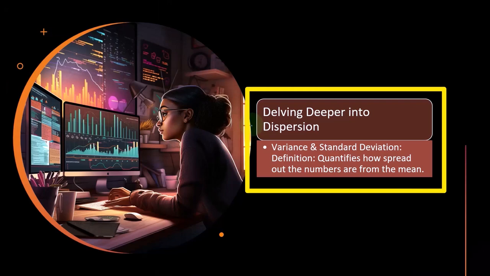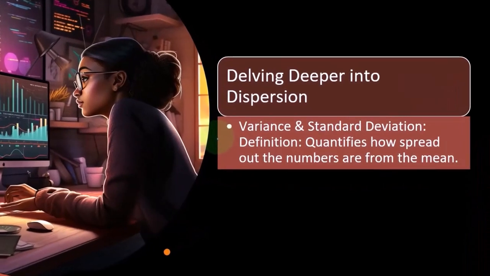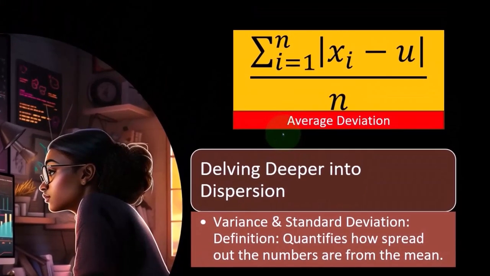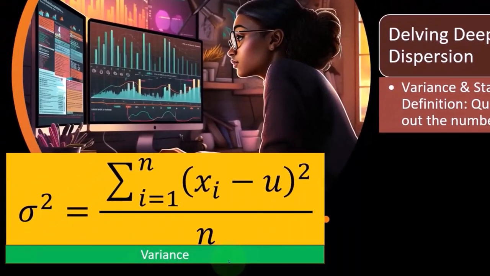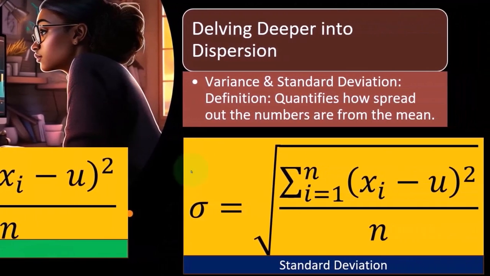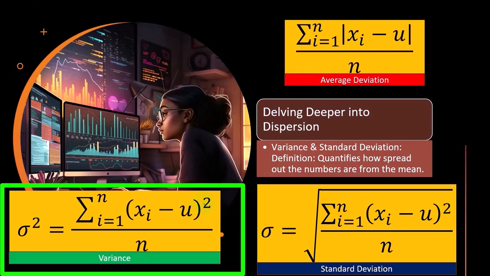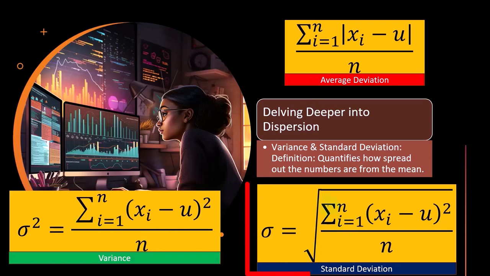Delving deeper into dispersion. So now we have the variance and standard deviation, which quantify how spread out the numbers are from the mean. So now we're moving from the average deviation formula to the variance and standard deviation. So you can see the similarities. We'll go into the similarities in more detail: the average deviation takes the absolute value, whereas the variance is squaring, and then the standard deviation is just taking the variance, which is everything under here, and then we're going to take the square root of it. So these two are basically related.